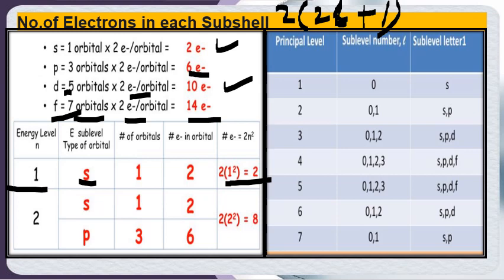Now here comes the second energy level. In the second energy level, you will find two values of L, 0 for S and 1 for P. S is having just 1 orbital while P is having 3 orbitals in it. Right? S will have 2 electrons, but P will hold more. Each orbital will hold 2 electrons, so 2 multiplied by 3 will be 6. So the total number of electrons, by adding these two values, will be 8.